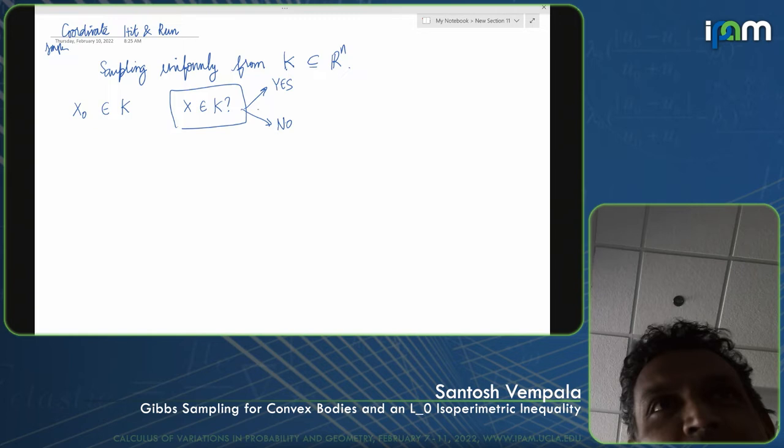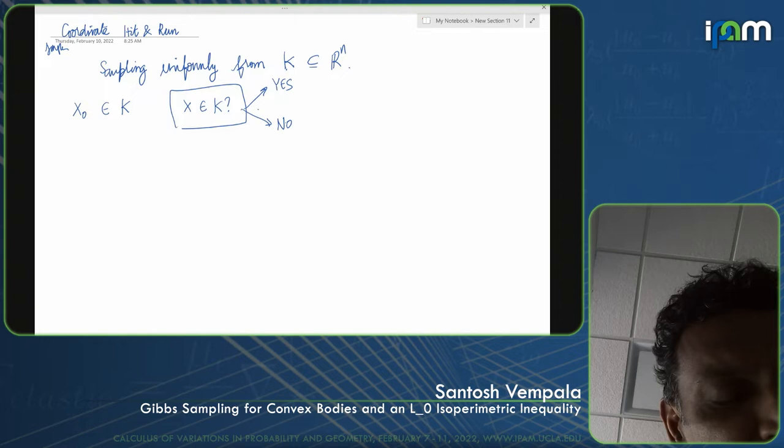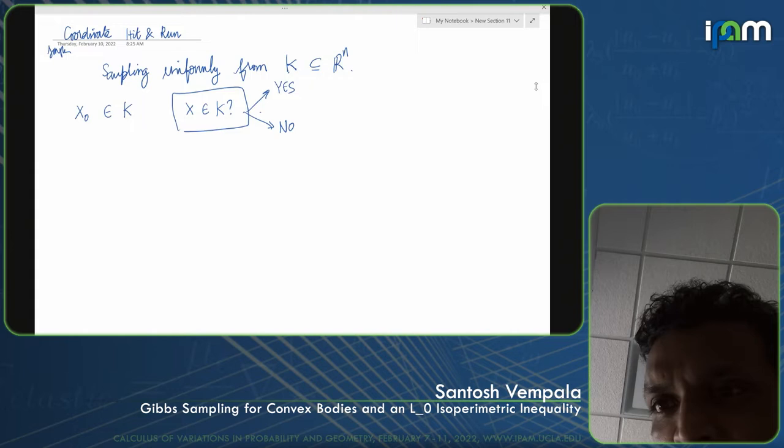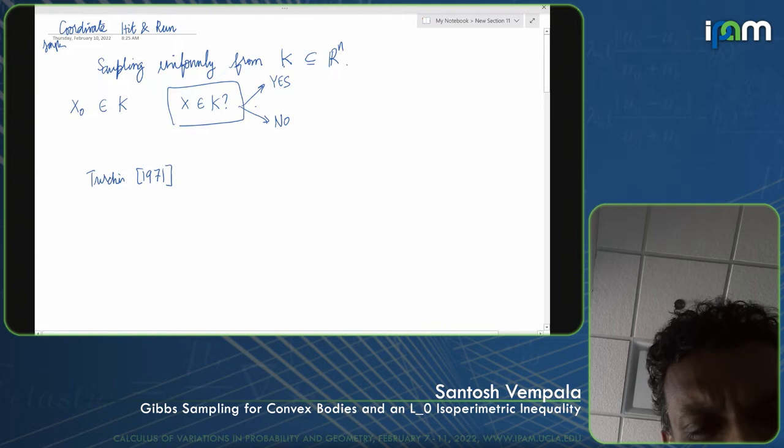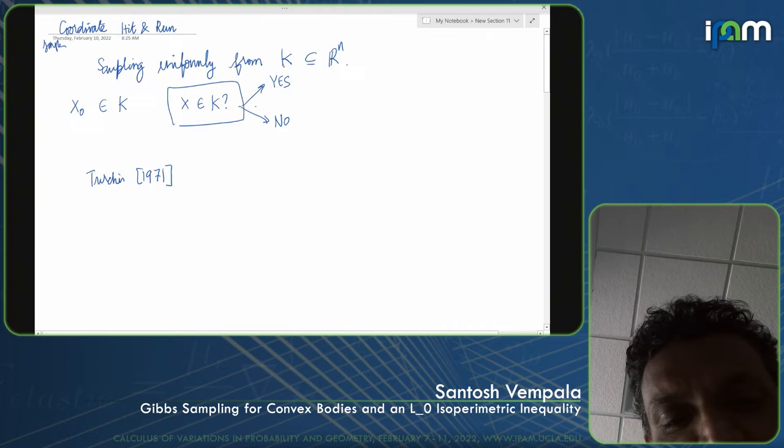Okay, so I won't go over history and so on. This is a short talk, but the following algorithm was proposed by Turchin in 1971. And it's very simple, and it's quite a bit more general. It doesn't require convexity, the definition of the algorithm.